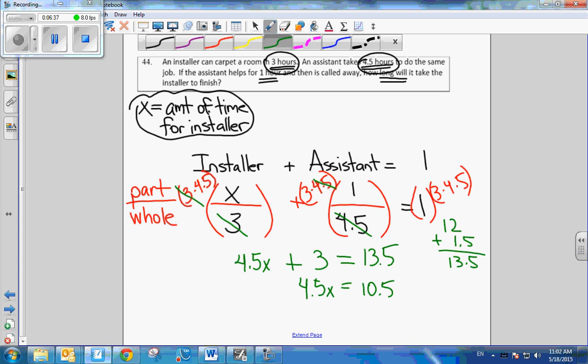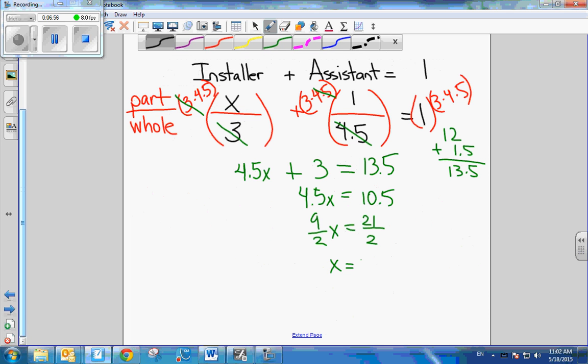Now don't be afraid of these decimals. 4.5, what is that as a fraction? 4.5 is 9 halves, right? Equals 10.5, what's that in fraction form? That would be 21 halves, right? Now we're going to divide by 9 halves, or with fraction talk, that means multiply by the reciprocal. And, ooh, this is nice. We end up with 21 over 9. Well, how many hours is that? Would you ever tell someone 21 over 9 hours? Of course not. So 9 goes into 21 two times. That's 18, which leaves 3 behind.